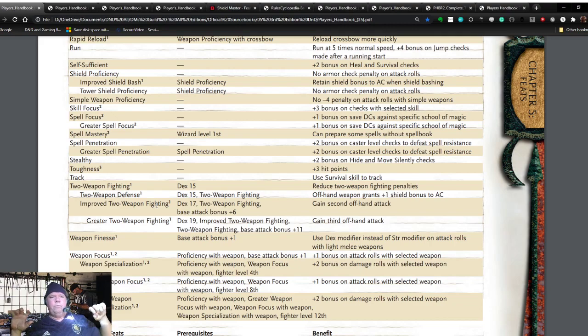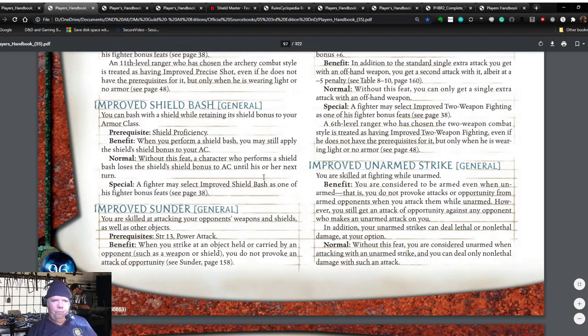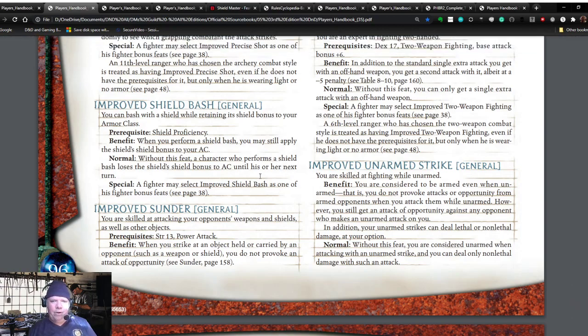Alright, the first antecedents for Shield Mastery go back to 3rd edition, where you had the shield proficiency, you also came in with improved shield bash. And improved shield bash is really the thing we want to look at in terms of what led to the shield mastery feat in 5e. If we take a look at the improved shield bash, what this does is you bash with a shield while retaining its shield bonus to your armor class. You may still apply the shield's bonus without this feat. A character who performs a shield bash loses his shield's bonus to AC until his or her next turn.